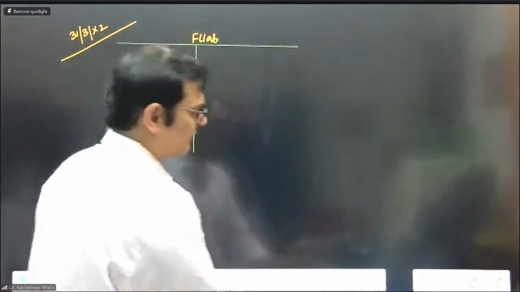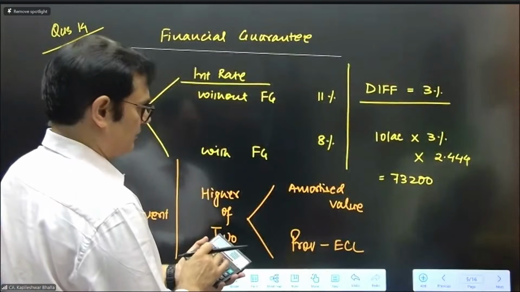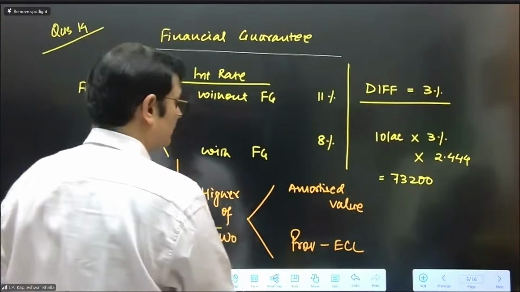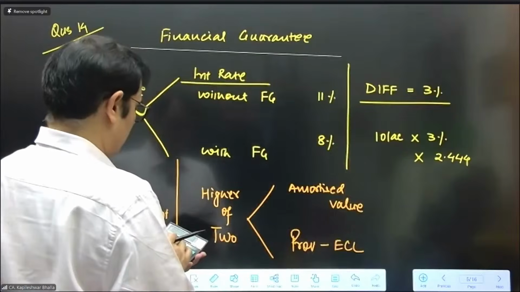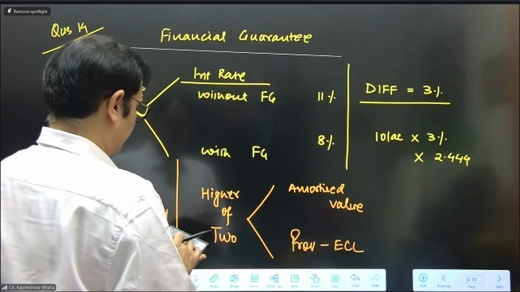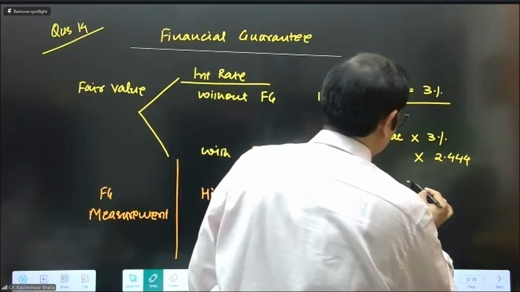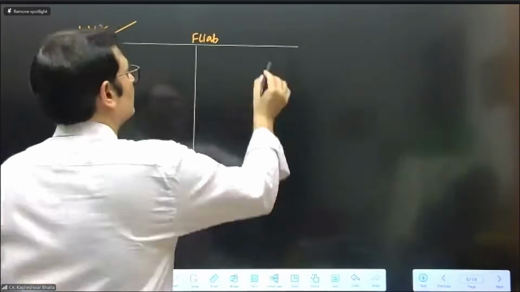So I think I've taken this correct, 73,200. It's 3,000 into, this is 73,220 only. I think I need to rectify this. On 10 lakh rupees, 3%, 2.444. This is 73,320 only.